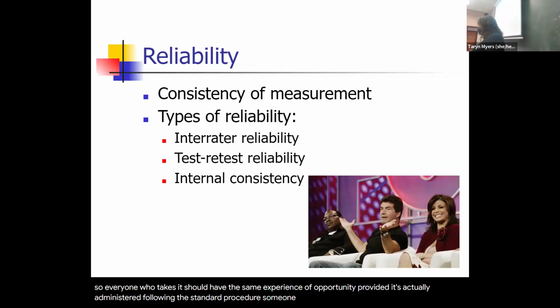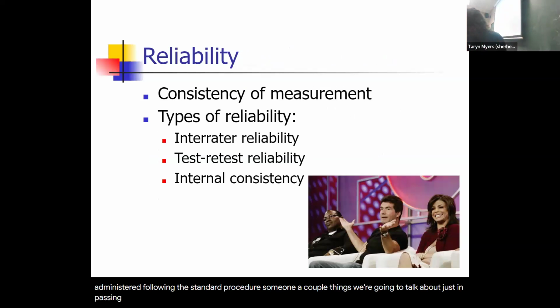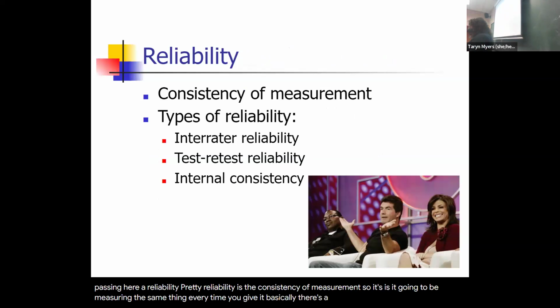So everyone who takes it should have the same experience of opportunity, provided it's actually administered following the standard procedure. So a couple things we're going to talk about just in passing here are reliability and validity. Reliability is the consistency of measurement. So is it going to be measuring the same thing every time you give it, basically? There's a couple different types of reliability. Inter-rater reliability is, let's say you're doing a behavioral observation. How consistent are the people who are rating that behavior with each other?